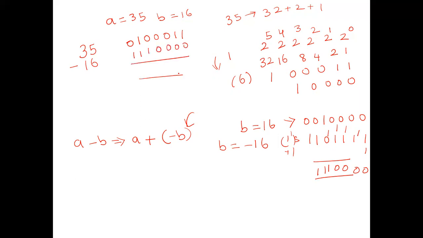So the actual meaning is A is 35, B is 16. But A minus B, I will rewrite it as A plus of minus B. I will consider my subtrahend as a negative number. Fine. Now 1 plus 0, 1, 1 plus 0, 1, 0 plus 0, 0, 0 plus 0, 0, 0 plus 1 is 1, 1 plus 1 is 10.